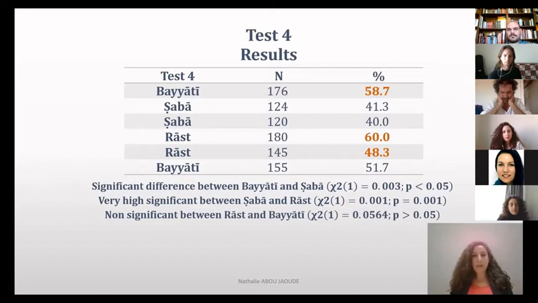The chi-square independence test shows that the observed distribution of the percentages was significant between the results of the emotional colorings of the Bayati and the Saba, and between the Rust and the Saba. As per the comparison between Rust and Bayati, it was not significant.